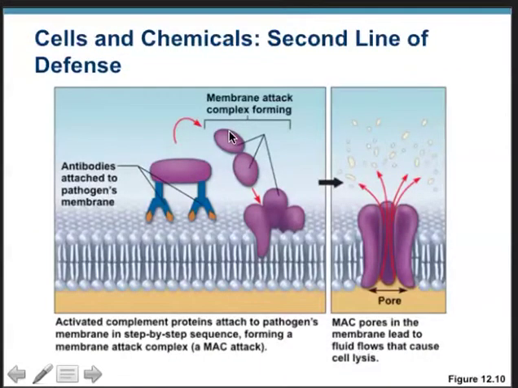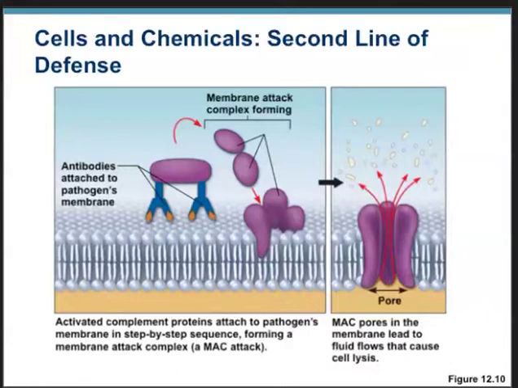Now, there are also other types of chemicals that serve to defend us against infection and disease, and these are classes of proteins that are called antimicrobials. Antimicrobial essentially means anything that will attack and kill a microbe, which is a generic term for a bacteria. They attack microorganisms. They can hinder their reproduction.